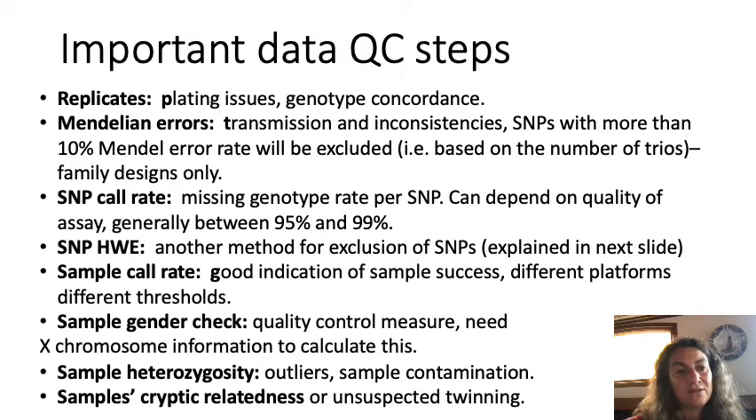Another important one is sample heterozygosity. This is to check for sample outliers. For example, samples with more heterozygosity than expected can be an indication of contamination in your samples. On top of all of that, you need to check sample cryptic relatedness and unexpected twinning, and whether there is actually relatedness and structure in the data. But this will be covered more in the lecture of Reddick-Magee.